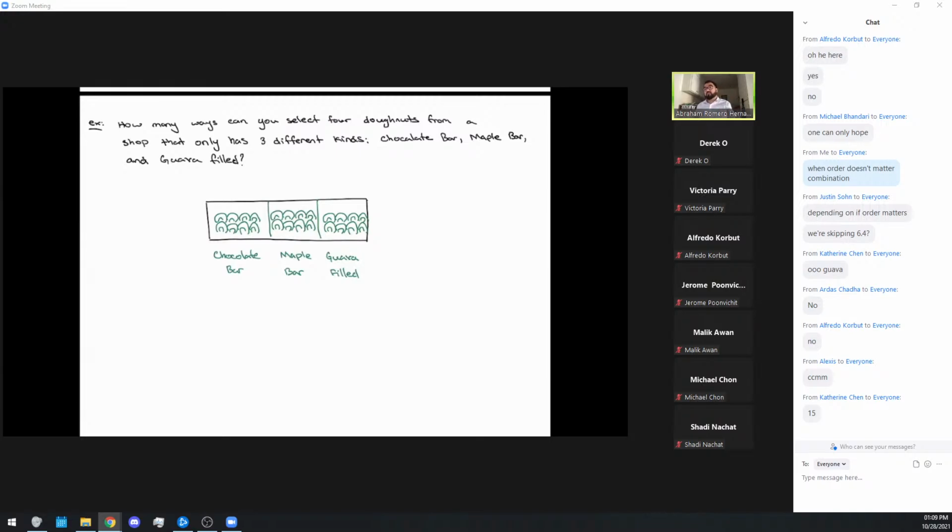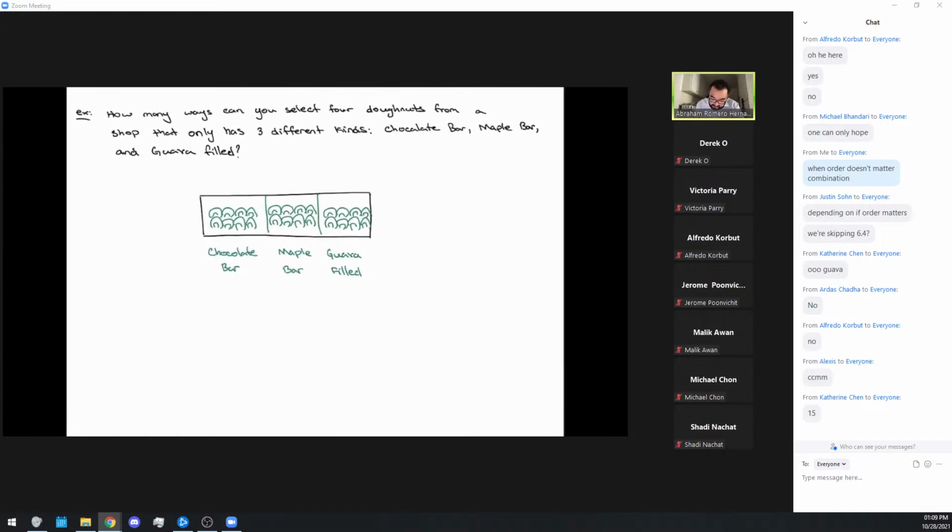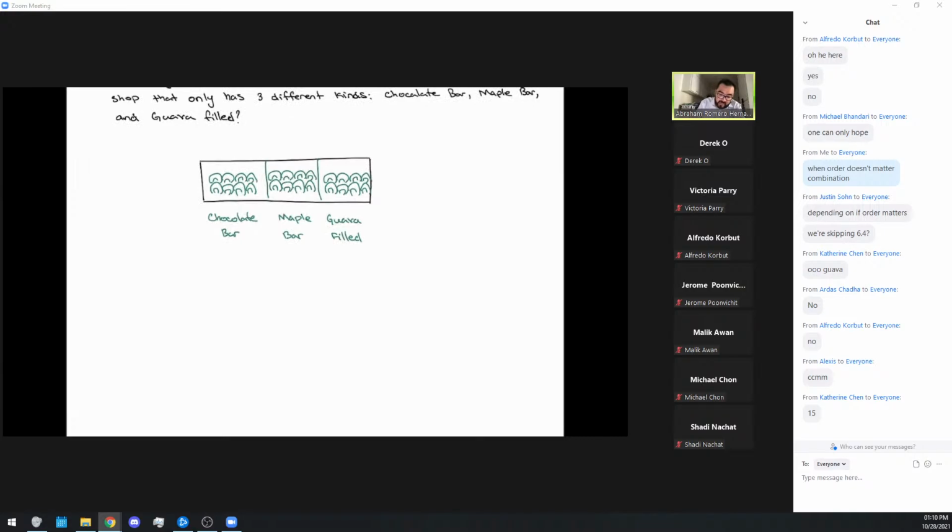So another way to figure this out is thinking of it in this manner. Let's assume that these donuts are in this container and they're all separated by these dividers. So let's make this picture a lot simpler. Let's just look at the dividers. Now, here are your dividers. These dividers separate the types of donuts: chocolate, maple, and guava filled.